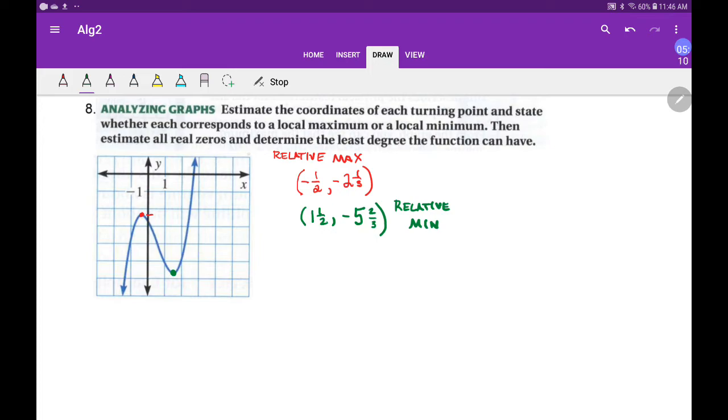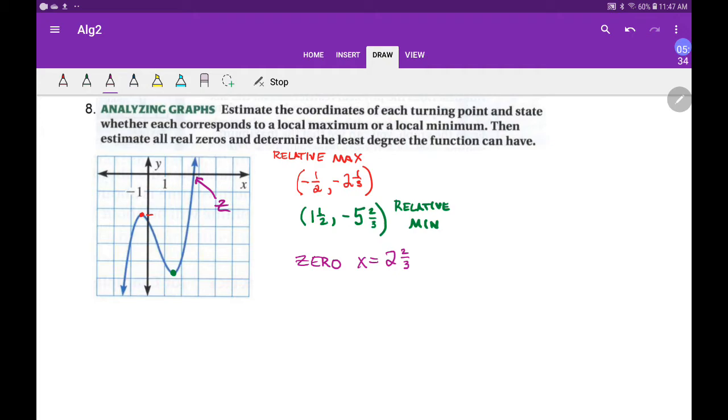Then estimate all real zeros. All right, well, I can do that. I'd say the real zero looks to be right there. And I'd say the zero is 2 2/3, maybe? X is equal to 2 2/3.